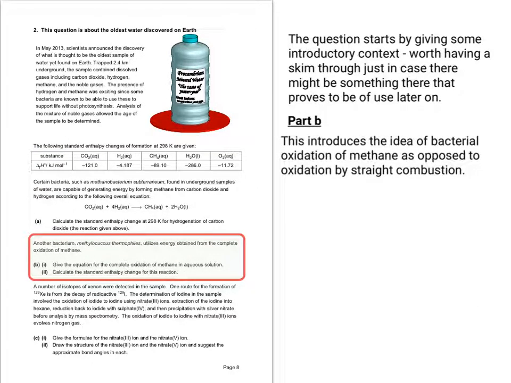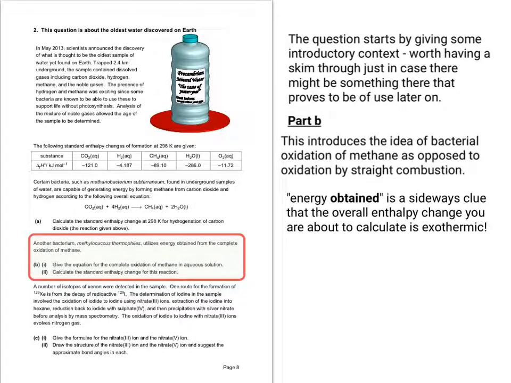So part B introduces the idea of bacterial oxidation from Methylococcus thermophilus, as opposed to the oxidation by straight combustion of methane. So notice it says energy obtained. That's a clue. It tells you that the overall enthalpy change that you're about to work out is exothermic. That means it's got to be negative.